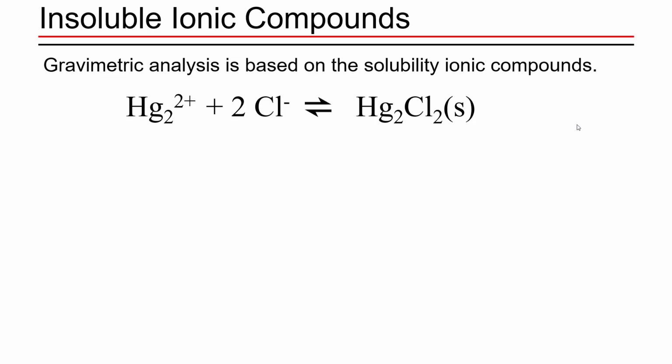Talking about insoluble ionic compounds in the context of gravimetric analysis gives us an opportunity to review how we deal with ionic compound solubility in water from a quantitative perspective, using the concept of chemical equilibria and Le Chatelier's principle. So obviously, first and foremost, in order to do a gravimetric analysis, you need to be able to combine your analyte with another ion that will induce a precipitation reaction.